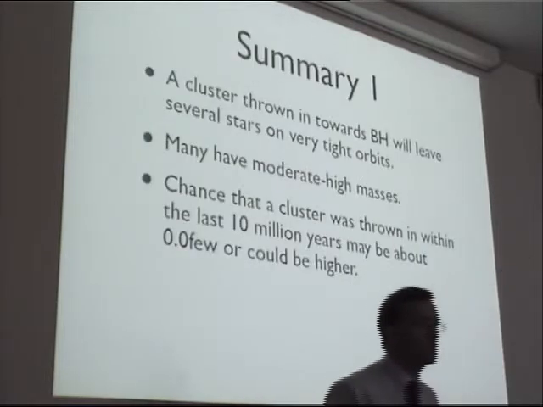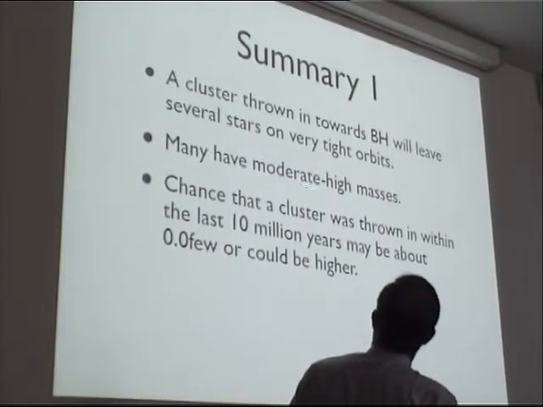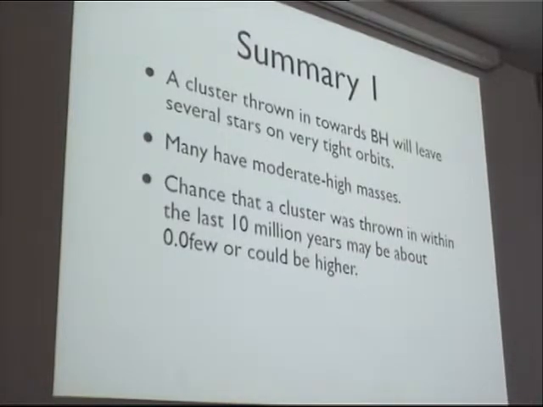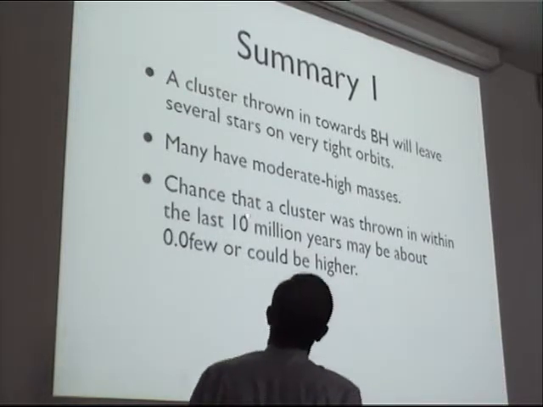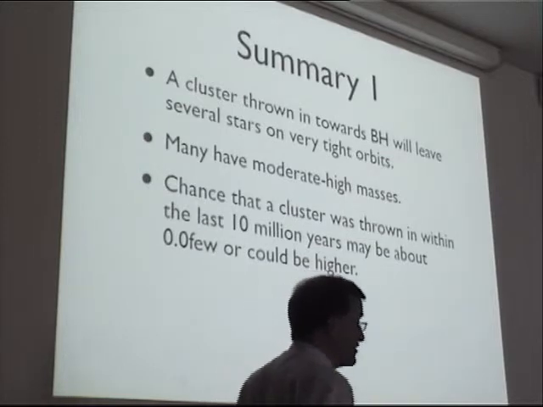So very quickly, summarizing idea number one: we can throw a cluster in. It'll leave several stars on tight orbits. The masses are quite high because the binaries in the middle of a cluster tend to contain more massive stars. So it's interesting that they would contain quite massive stars. And the big question mark over this whole thing, really, is what is the probability of doing this?